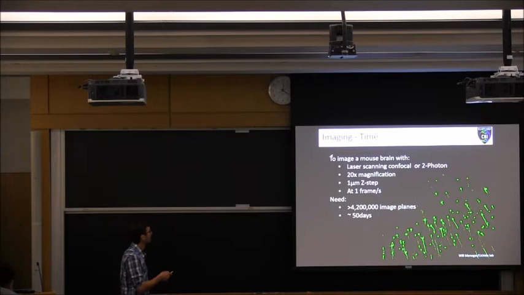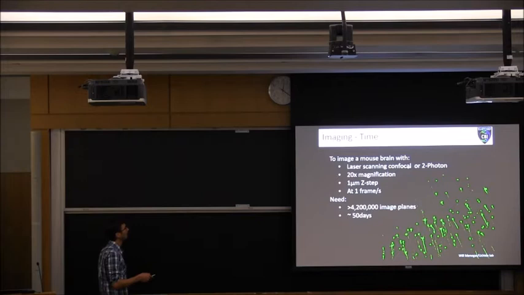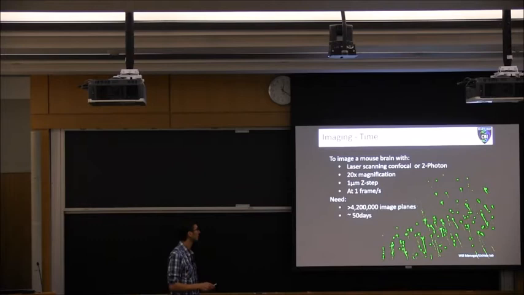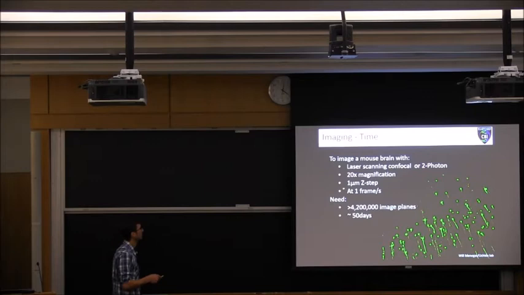Okay, so now the next problem, imaging time. So I think I showed you, no, I didn't show you this slide a couple weeks ago. I did this calculation that if you wanted to image an entire mouse brain with one of our laser scanning confocals or two photon microscope, and you wanted to use a 20x objective, you're doing a 1 micron Z-step, which is actually undersampling a little bit.